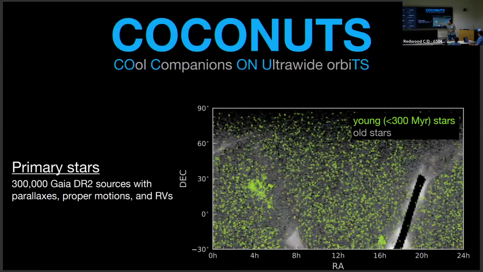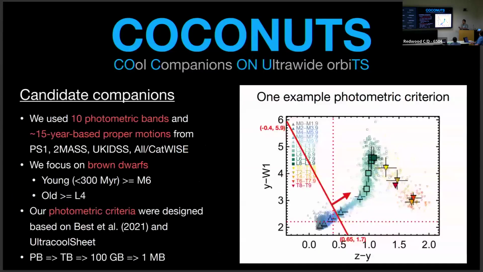At first, we get a large sample of primary stars. We got a total of 300,000 stars from Gaia DR2, which became available back in 2019. Then around each primary star, I search for all of the candidates within a certain range of separation, like 10 to the 5th AU. You can imagine that, given all of these primary stars, we end up with a huge list of candidates. For each candidate, I combine the data from Pan-STARRS, 2MASS, UKIDSS, and ALLWISE, so in total there is photometry over 10 bands. We also calculate the proper motions using astrometry over a 15-year baseline.